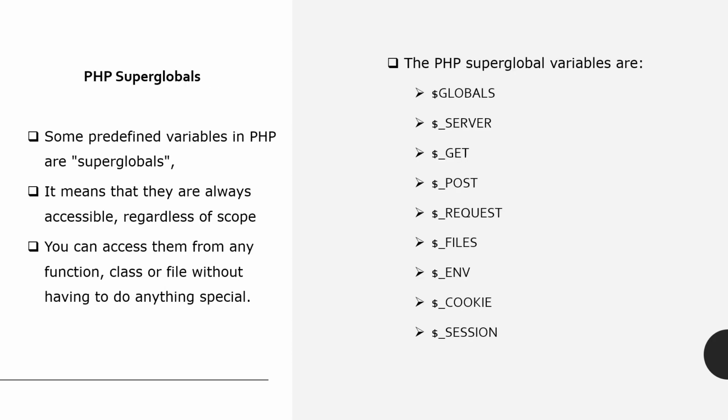Let's discuss PHP superglobal variables. Superglobal variables are predefined variables for a specific purpose. These are always accessible regardless of scope. That means we can access them from any function, class, or file without having to do anything special. Globally, they are available.